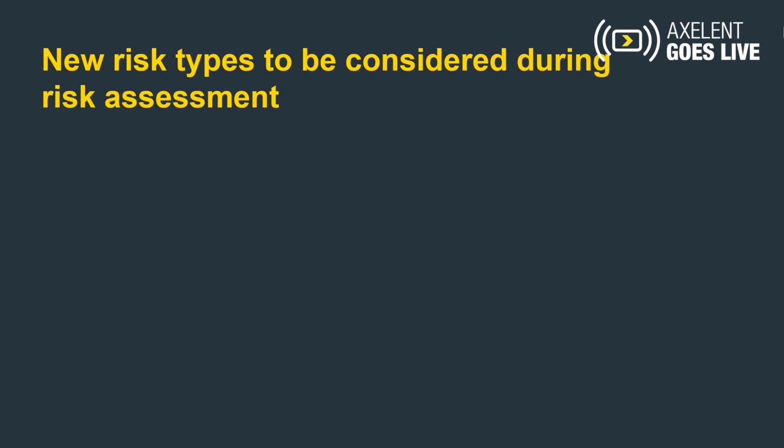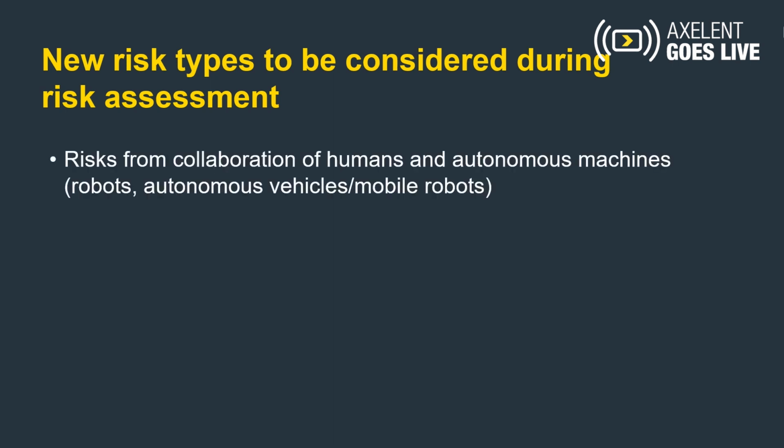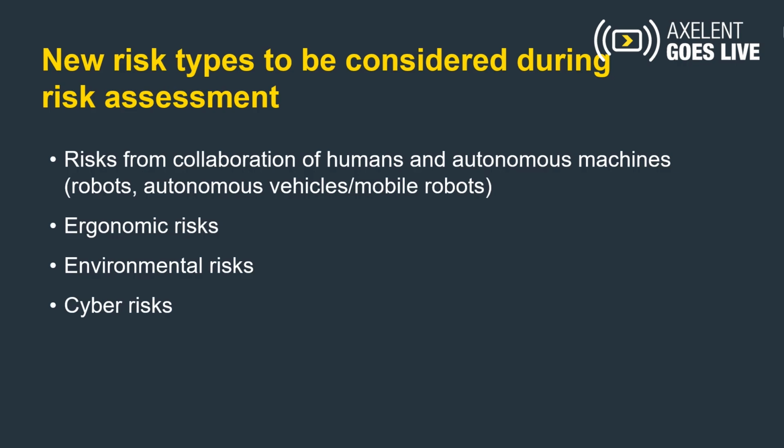Another big change concerns risk assessments. We will have to look at a few additional risk types in the future. Risks from collaboration of humans and autonomous machines. This type of risk occurs in robots, mobile robots, and autonomous vehicles which plan their own operation. Then there's ergonomic risks, environmental risks, and so-called cyber risks.